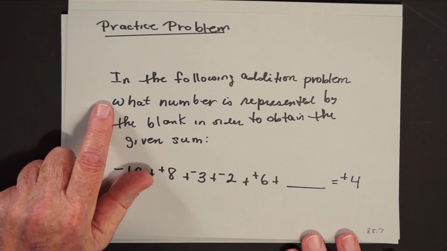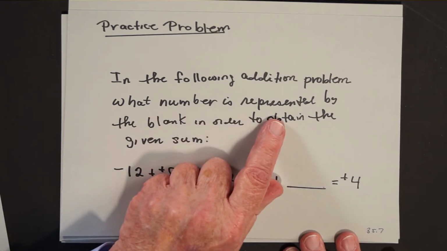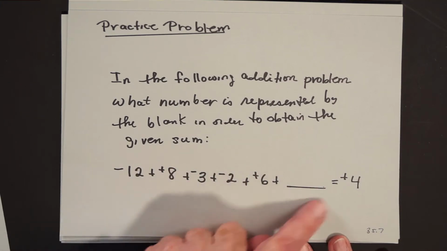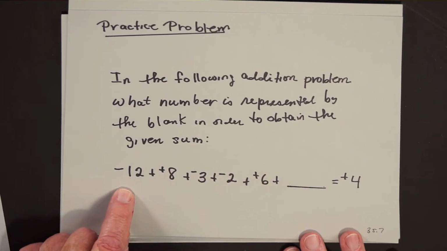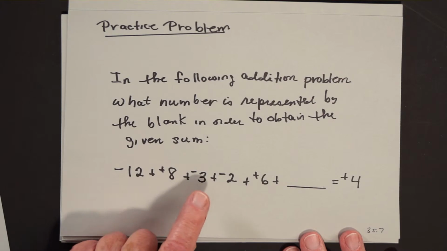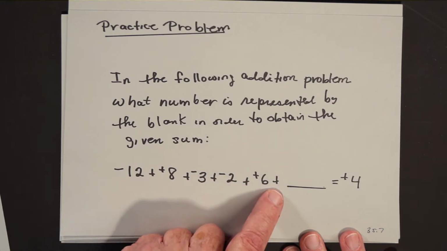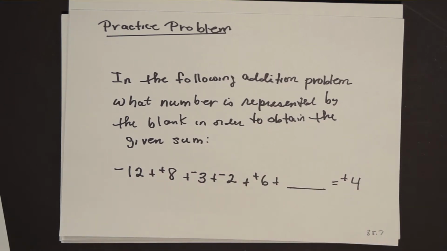So here's the practice problem. In the following addition problem, what number is represented by the blank in order to obtain the given sum? Negative 12 plus positive 8 plus negative 3 plus negative 2 plus positive 6 plus blank equals positive 4.